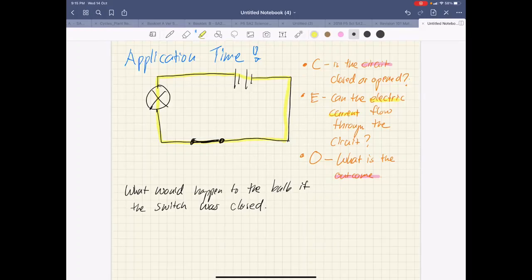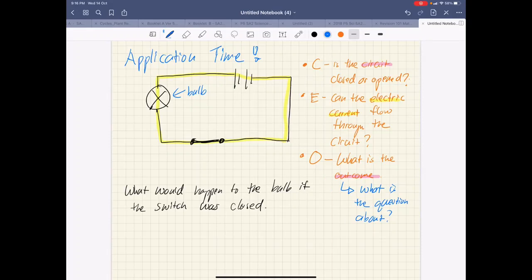The next part is that when it's closed, the electric current is able to flow through, right? That's my second point. So I need to write that down. Now the third point is talking about the outcome. The outcome depends on what the question is about, or maybe even what the electrical component is. In this case they're talking about a light bulb. So the outcome is that when electric current flows through, the light bulb will light up.